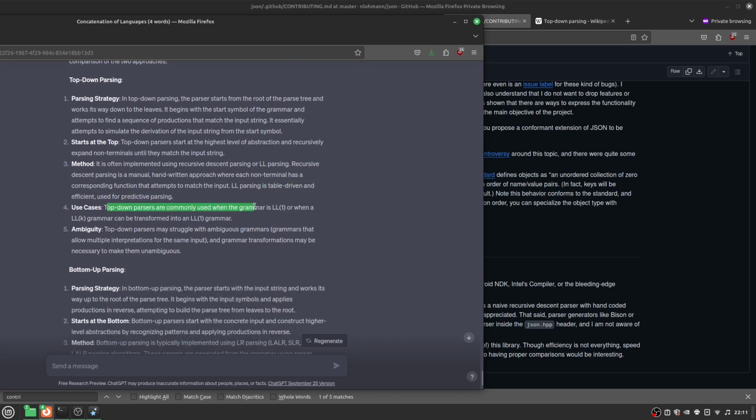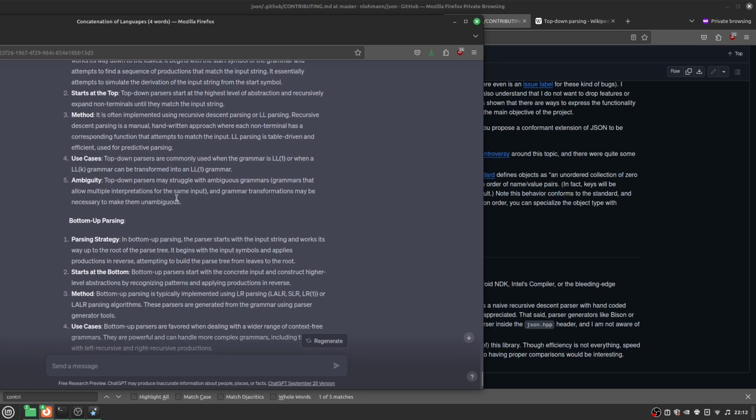Top-down parser is commonly used when the grammar is LL1. Don't know what that means. Hopefully we will learn that in the future. I'll come back to this. Ambiguity: top-down parsers may struggle with ambiguous grammars that allow multiple interpretations of the same input, and grammar transformations may be necessary to make them unambiguous.